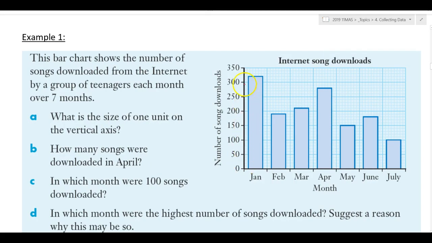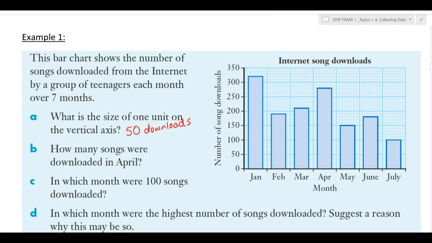Right? Here's our vertical axis, and it's broken up into units of 50 downloads. 50 downloads. It's got units, so we'll put them in. Oops. Right, there we go. How many songs were downloaded in April?